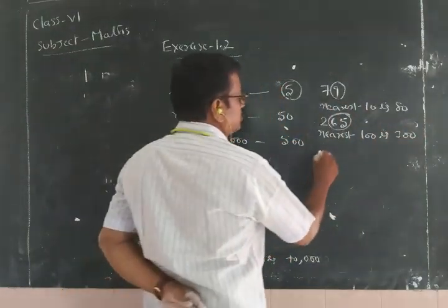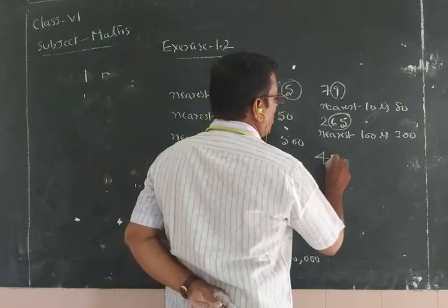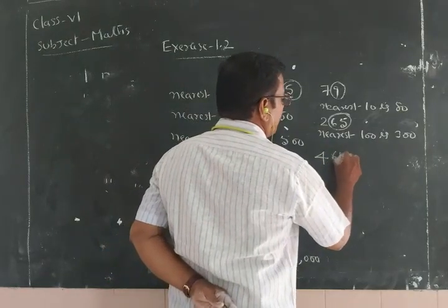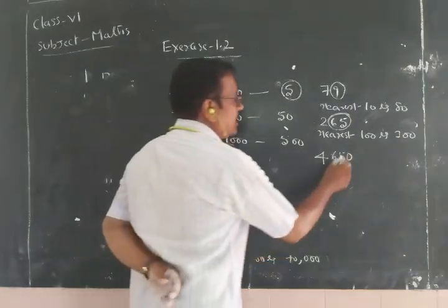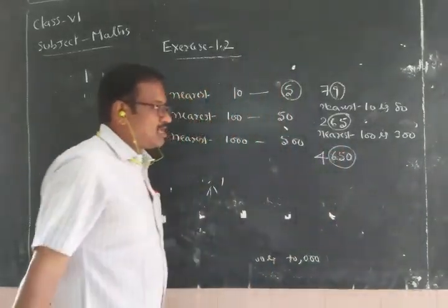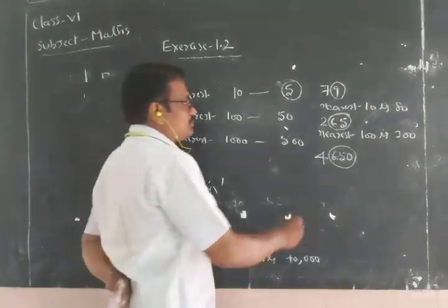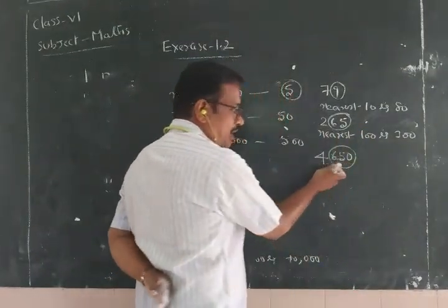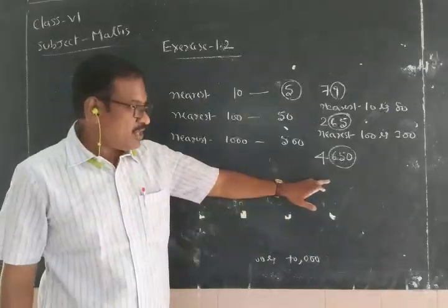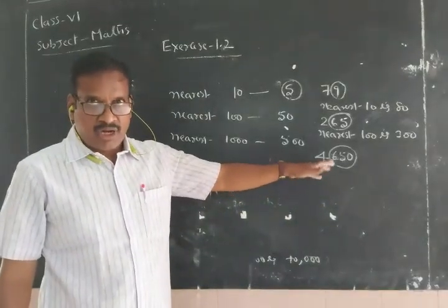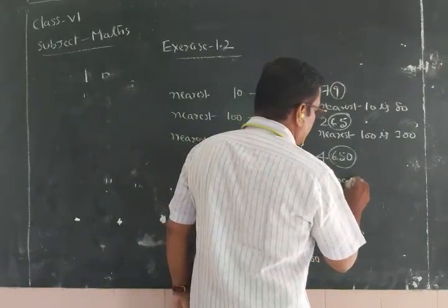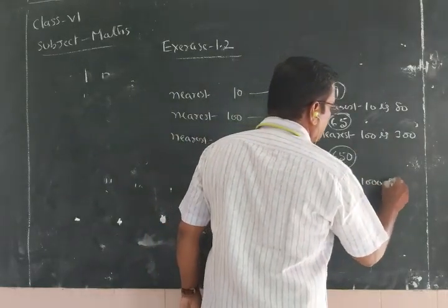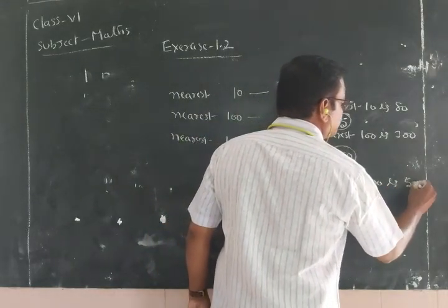Suppose the number is 4,650. This is the nearest 1,000. So you take the last three digits. Which are the last three digits? Is it 500 below or above? Check that. 650 is above 500. So the number to the nearest 1,000 is 5,000.